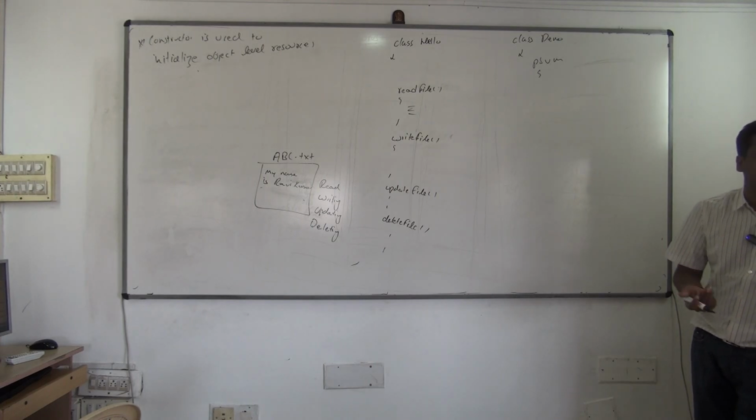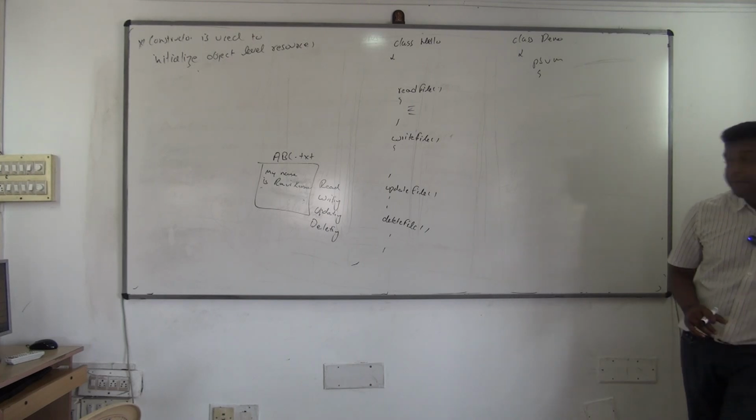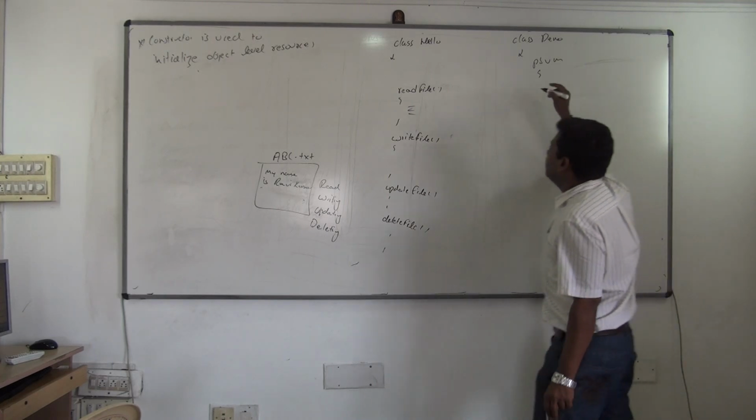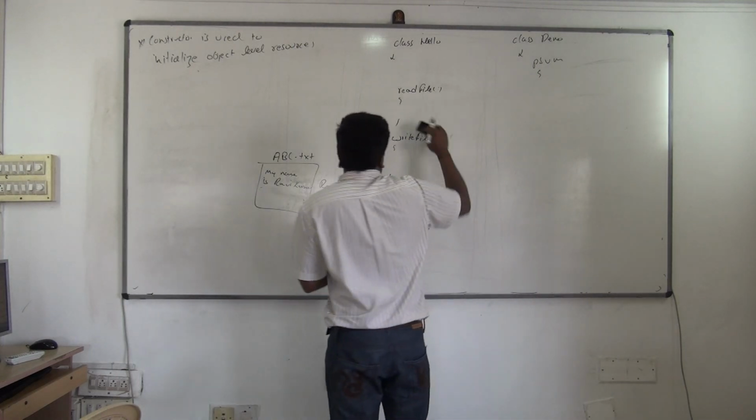So instead of writing the code again and again, what we do? We write the code inside a method. If you write it in a method, the advantage is what? You can reuse it whenever you want. You just call it, it will execute. This is the idea.